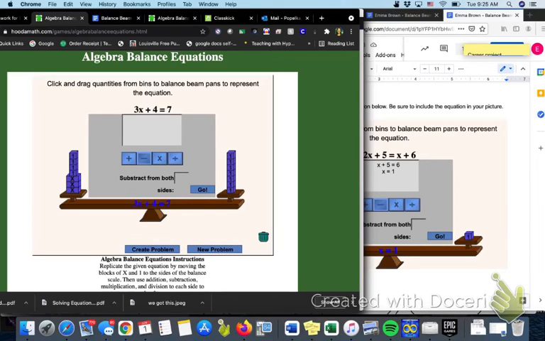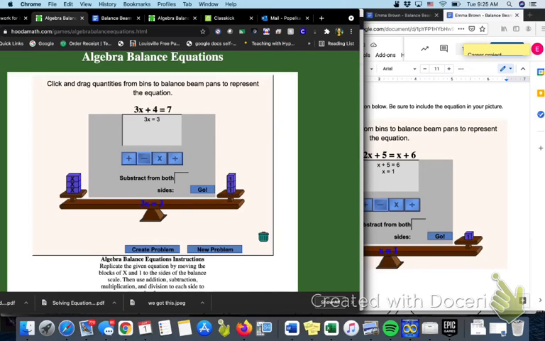So we're going to deal with the +4 first, okay? So how am I going to get rid of a +4? Well, the opposite of plus, of course, is subtracting. That's how we're going to get rid of that +4. So I'm going to highlight subtraction. I'm going to subtract 4. It's already set up to do it from both sides. Click go. And then last but not least, I have the 3.